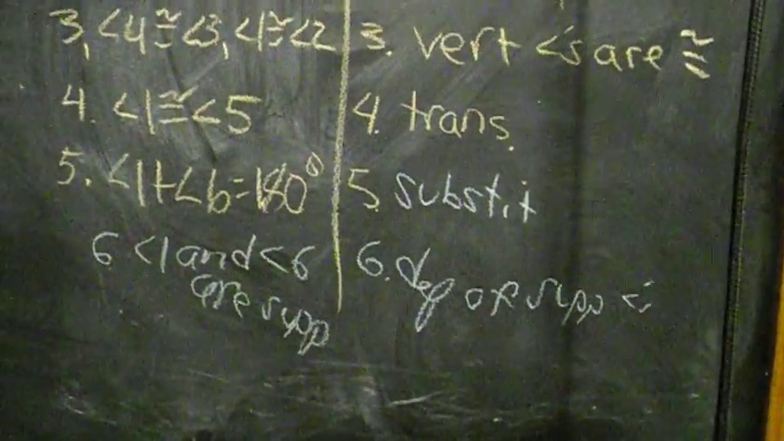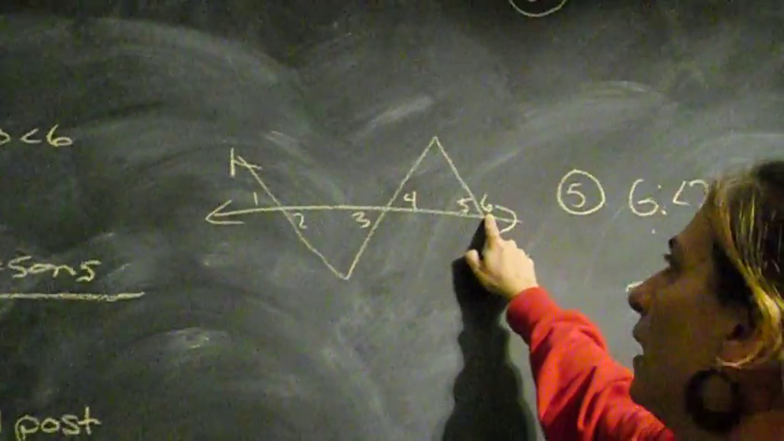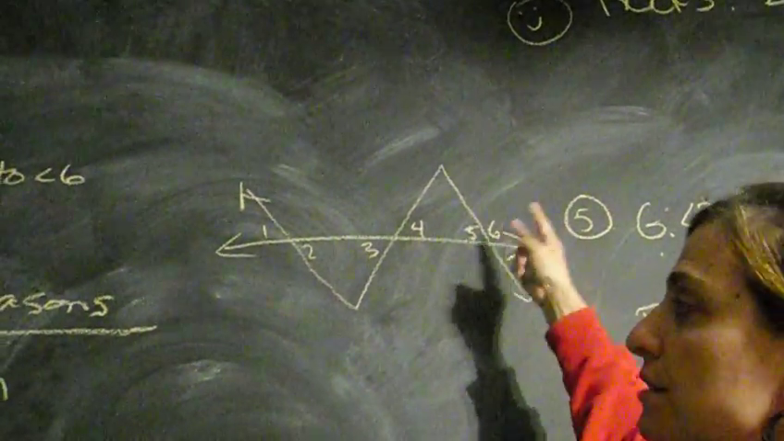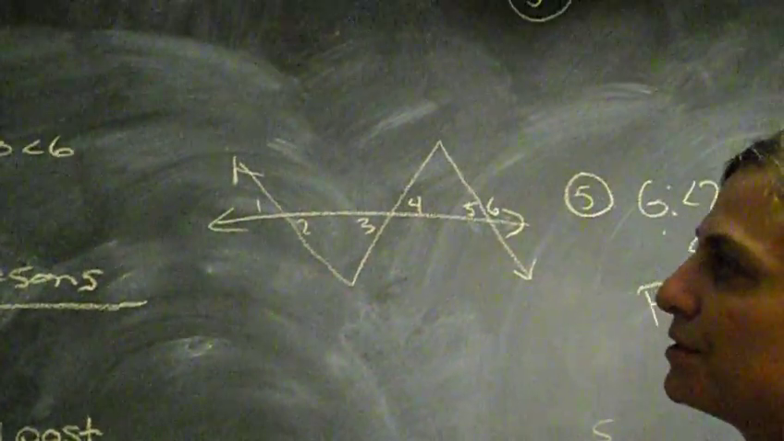Okay, moving on to number 4. Okay, given 4 is supplementary to 6, so that means 4 and 6 add up to equal 180. I already see a 5 there. I know I'm going to somehow say 5 and 6 add up to equal 180. I see vertical angles here, so I'm probably going to use those two.